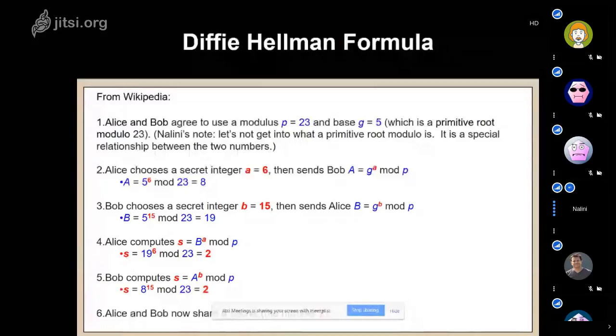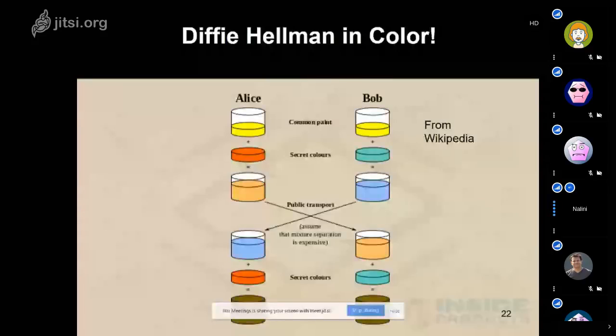So here's another thing, again from Wikipedia. And this is a different way of looking at it, by mixing colors. The bottom line is that in the end, you both come up with the color brown. And that's the interesting thing, because that color brown is what you use to encrypt everything. And so that is how Diffie-Hellman works.